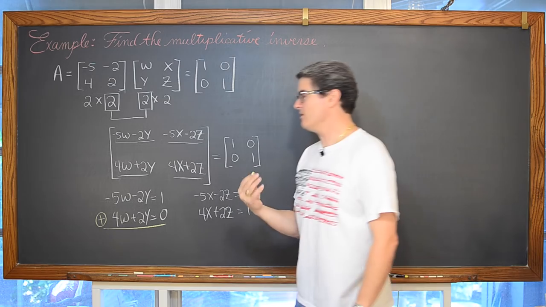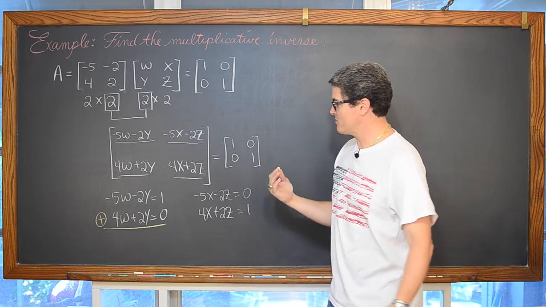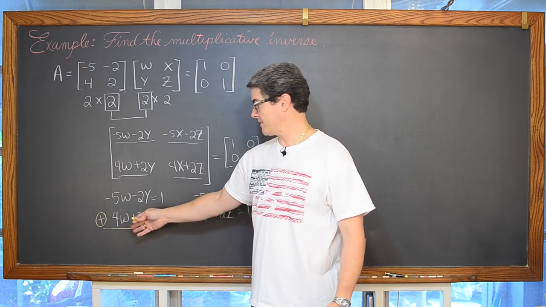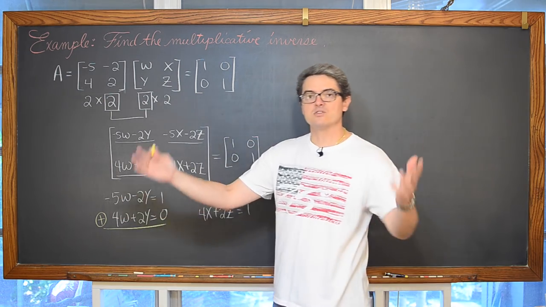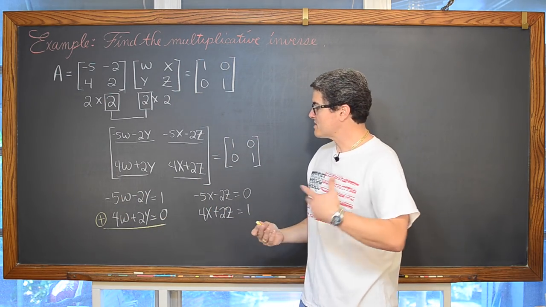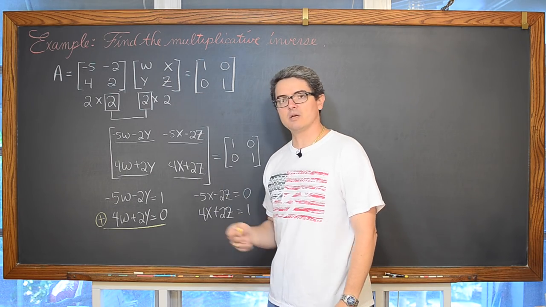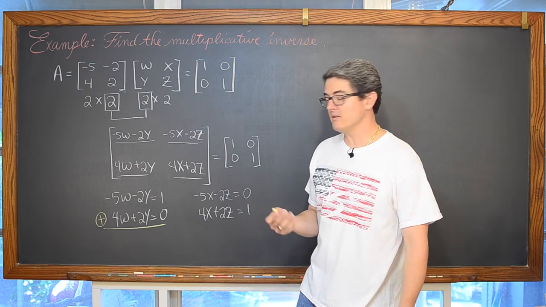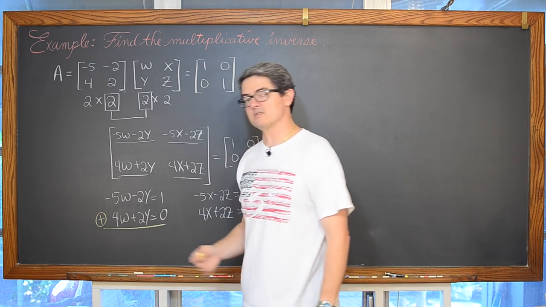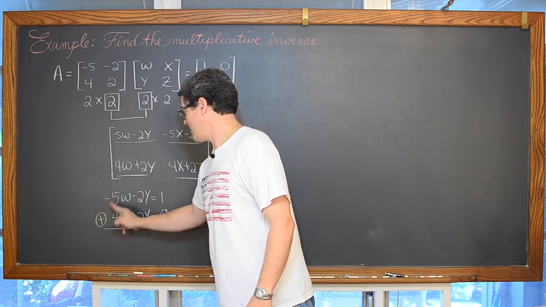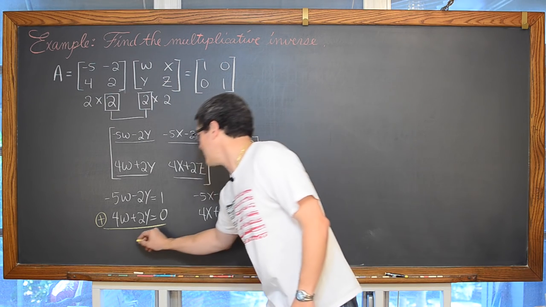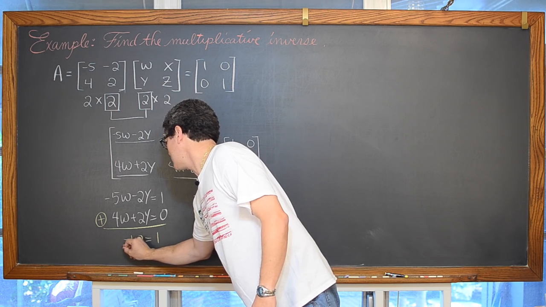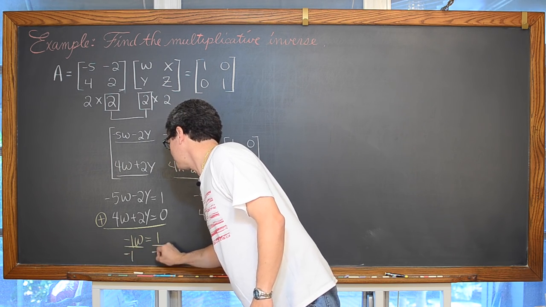Now, why am I doing a linear combination or the elimination process? Because substitution would be horrible here because we don't have any coefficients of 1, and that would make fractions that we might have to carry through the whole rest of the solving of the systems process. Plus, we have coefficients which are already negative. So when we add those, we're going to get 0, effectively canceling out the variable of y. So we have negative 5 plus 4, which is negative 1 w is equal to 1. We're going to divide both sides by negative 1.